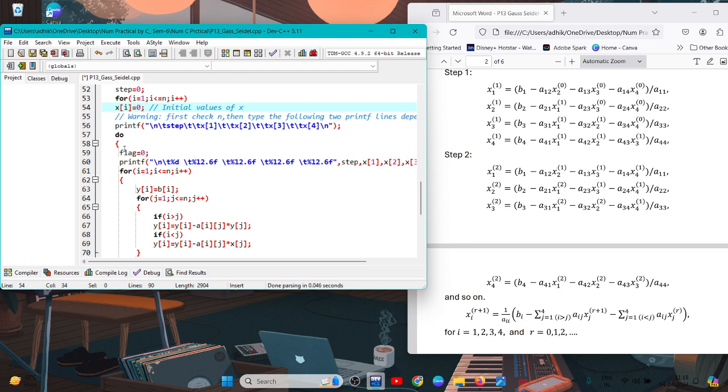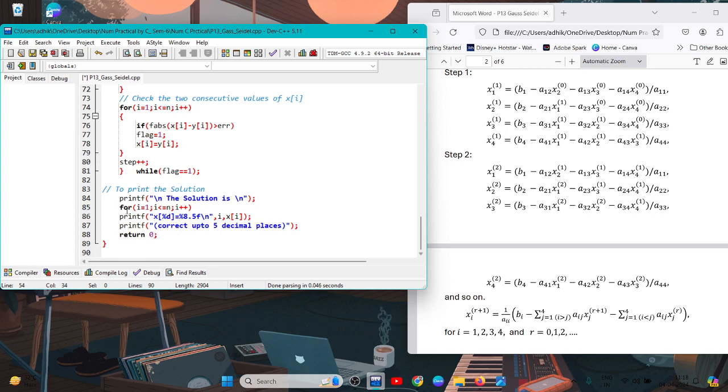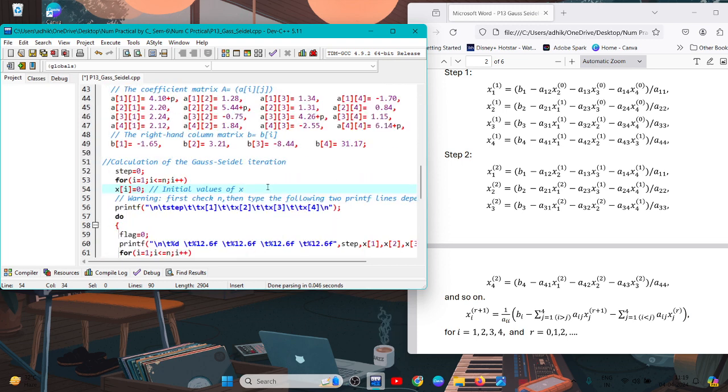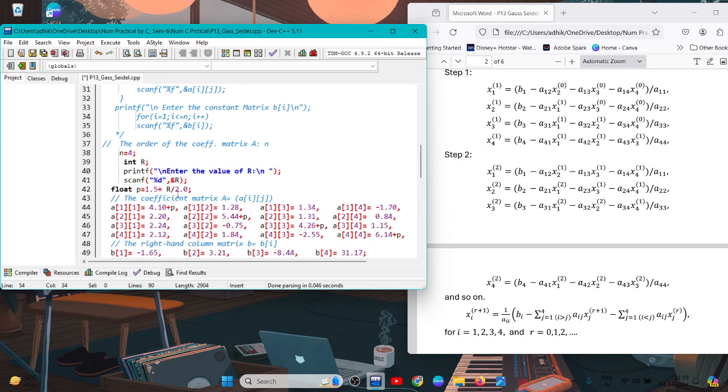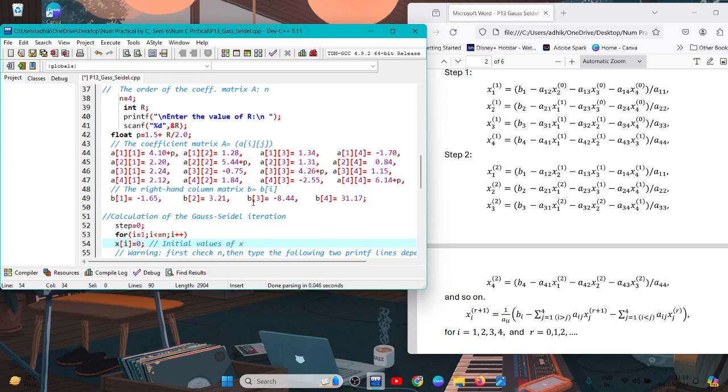And similarly yi equal to bi, this is b1, and y1, y2, y3, and we calculate this way. And this is the solution for i equal to 1 to i less than or equal to n, i plus plus. This is the percent up to 5 decimal places. So correct this question up to 5 decimal places. This is the p equal to 1.5 r by 2. Check this.